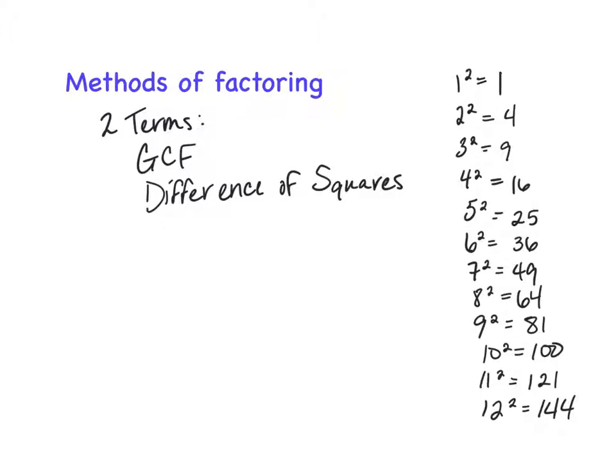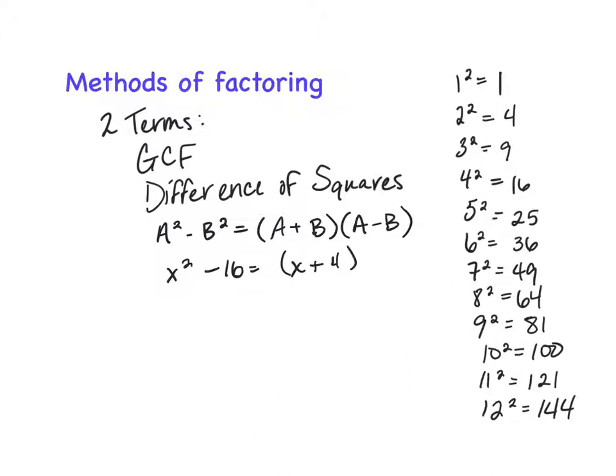If I have something squared, whoops, not plus, minus something squared, that factors out to a plus b, a minus b. So if I have x squared minus 16, that's going to factor to x plus 4, square root of 16, and x minus 4. If I have something like 4x squared minus 25, that's going to factor out to 2x plus 5 times 2x minus 5. So if you can see those perfect squares, you're going to be in great shape for that.